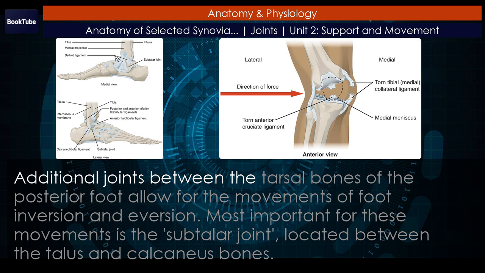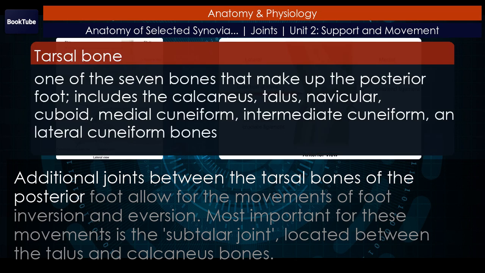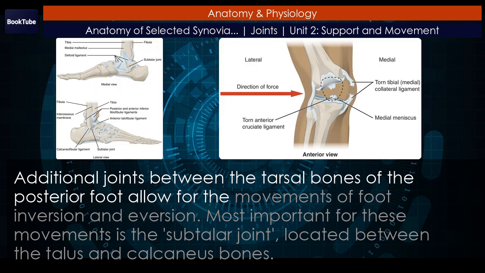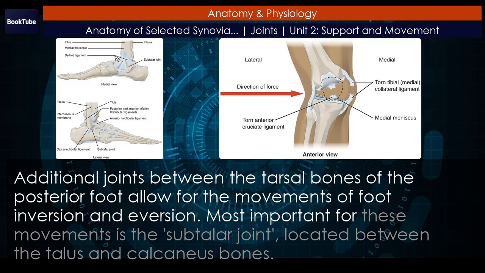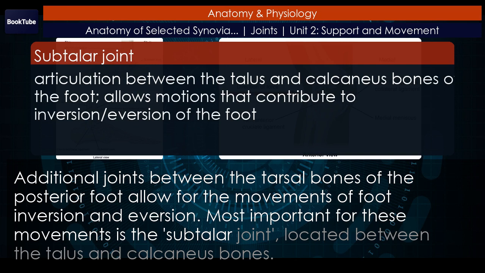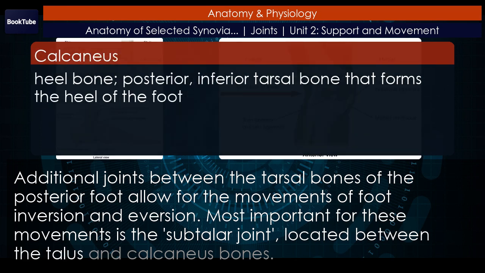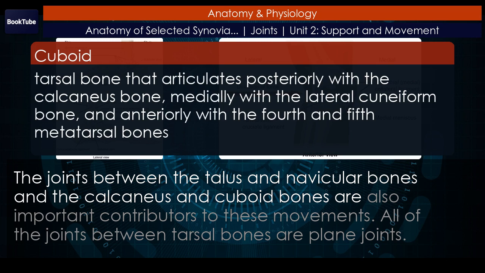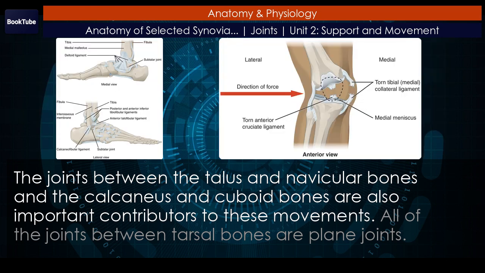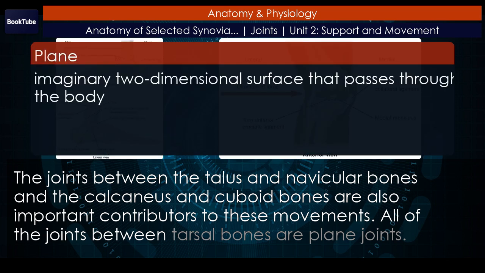Additional joints between the tarsal bones of the posterior foot allow for the movements of foot inversion and eversion. Most important for these movements is the subtalar joint, located between the talus and calcaneus bones. The joints between the talus and navicular bones and the calcaneus and cuboid bones are also important contributors to these movements. All of the joints between tarsal bones are plane joints.